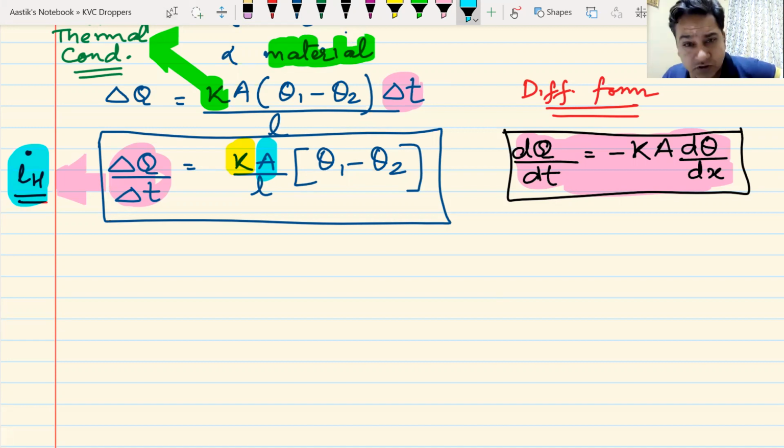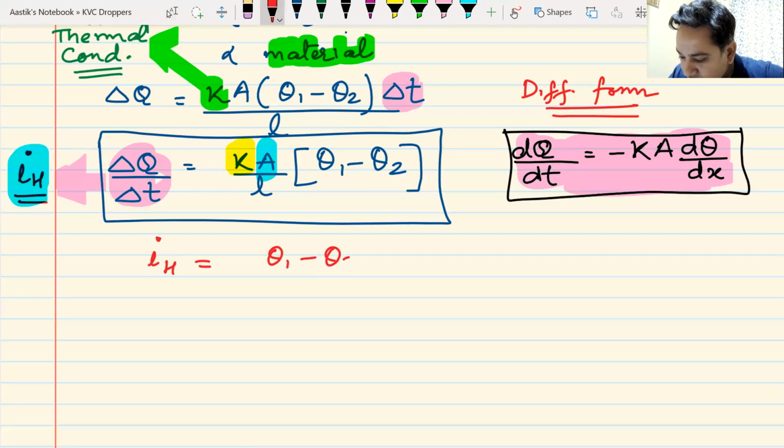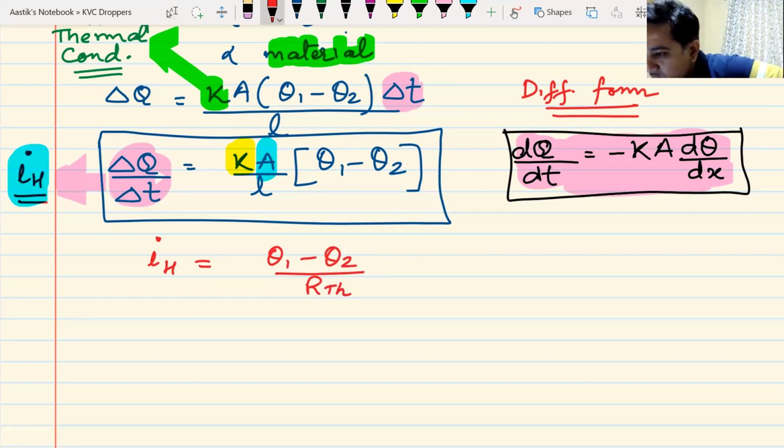Electric current flows because of difference in potentials. If there is potential difference, electric current flows. We all know this. Thermal current or heat current flows because of difference in temperature. So I can write this way: I_H is equal to (theta 1 minus theta 2), the difference in temperature, divided by R_TH, or R thermal.